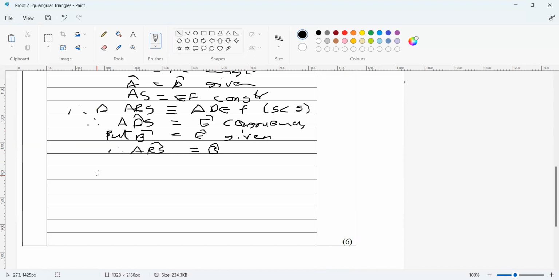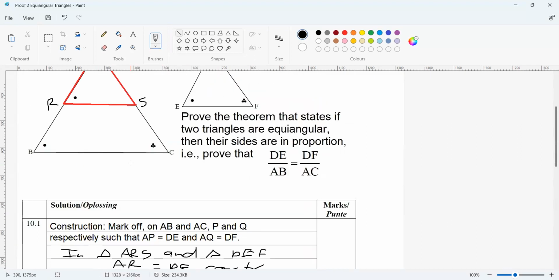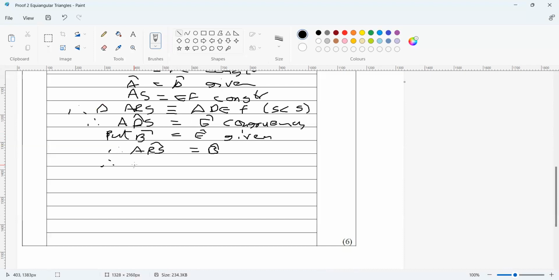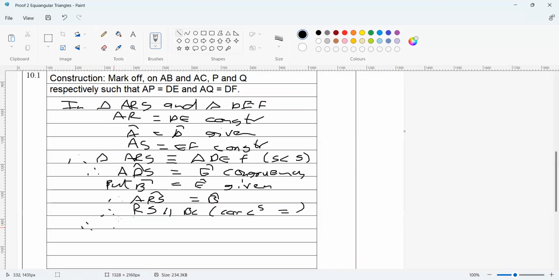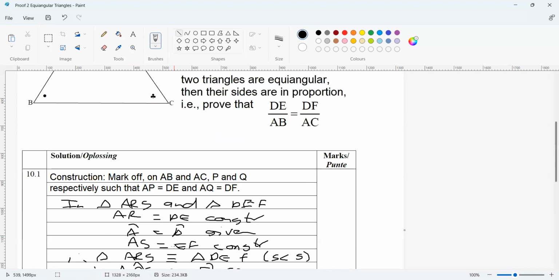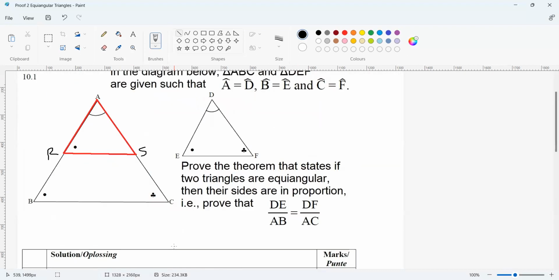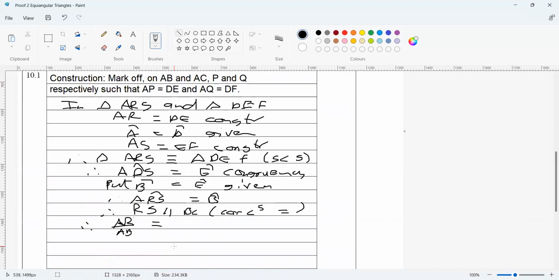So we can therefore say we have parallel lines: RS parallel to BC. And the reason is corresponding angles are equal. And now we can use our proportionality theorem. We can say AR over AB is equal to AS over AC.